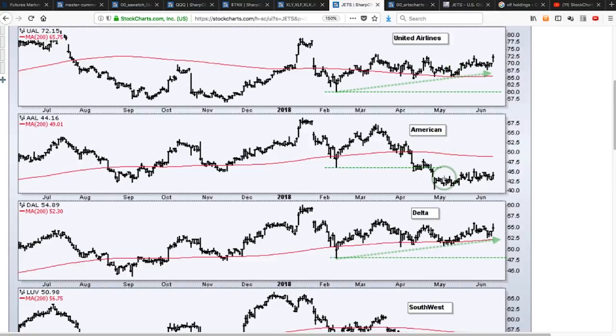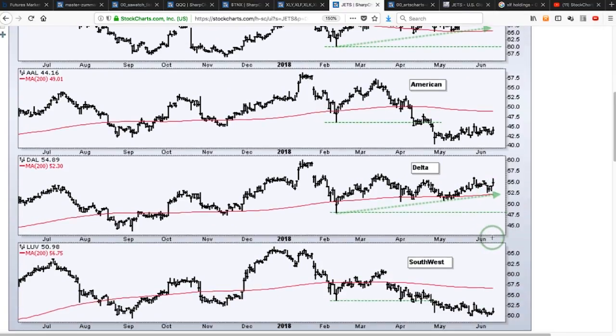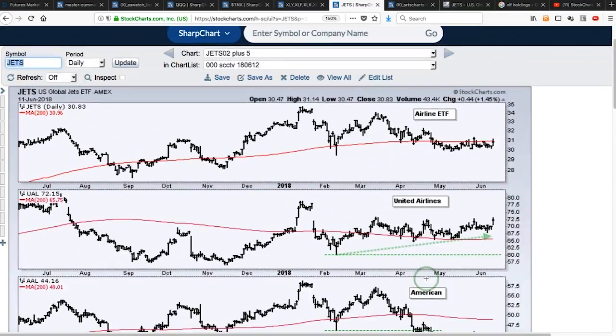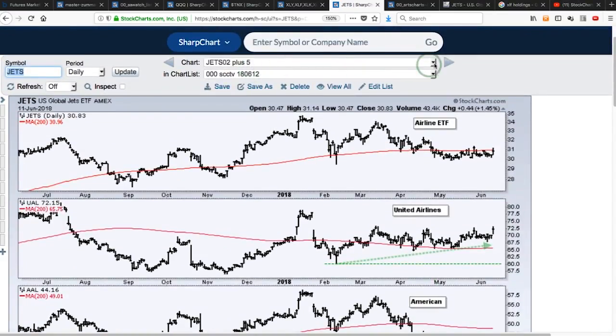It's one of the stronger ones, because it held above that February low in April, May here. United did not. It's one of the weaker ones. Delta did, so it's one of the stronger ones. So it's American and Delta that are leading it. And then you can see Southwest broke below it. So I would stay away from United and Southwest if you're looking for something in the airline group.